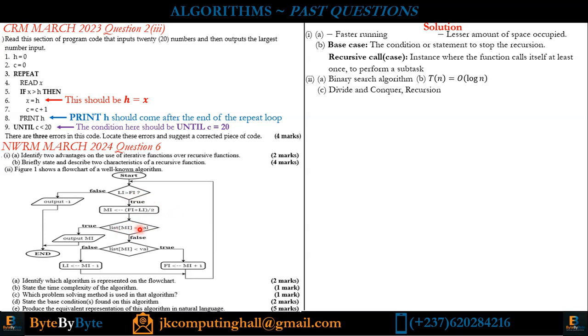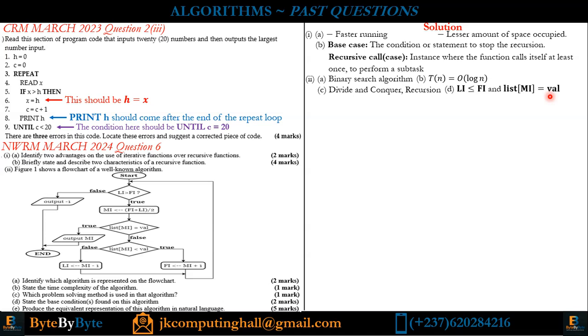Remember that when this one is true, it brings us here. So this is the base case. Whereas when this is false, it brings us here. So it is the reverse of this one that will be considered as the other base case. That's why we have this: Li greater than or equals to Fi and list at position mi equals to val. So those are the two base conditions of the algorithm.